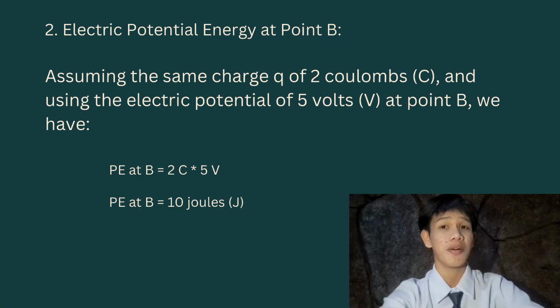So from this example, we can see that the electric potential energy depends on both the charge and the electric potential at a specific point in the field. A higher electric potential corresponds to a higher electric potential energy, while a lower electric potential corresponds to a lower electric potential energy.